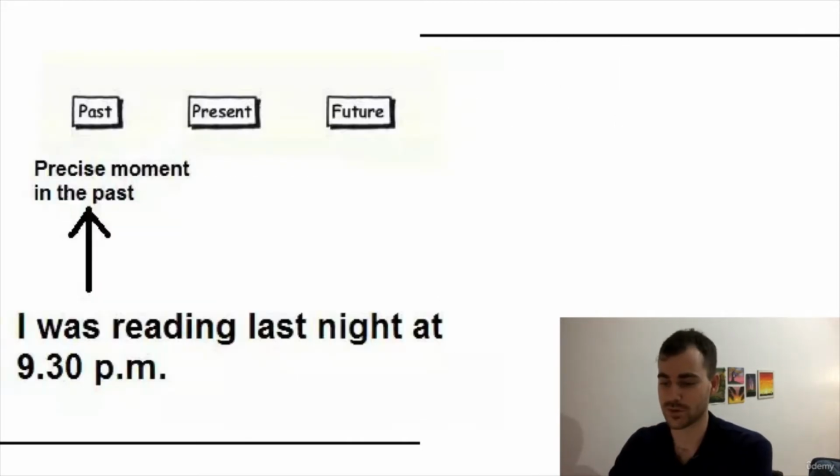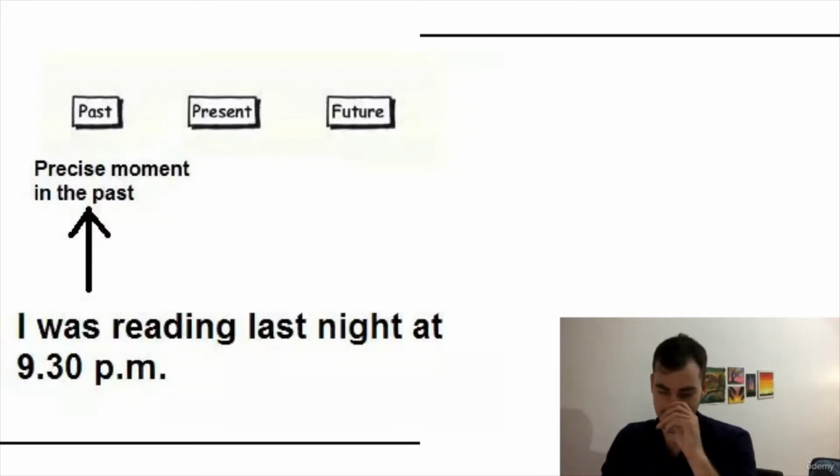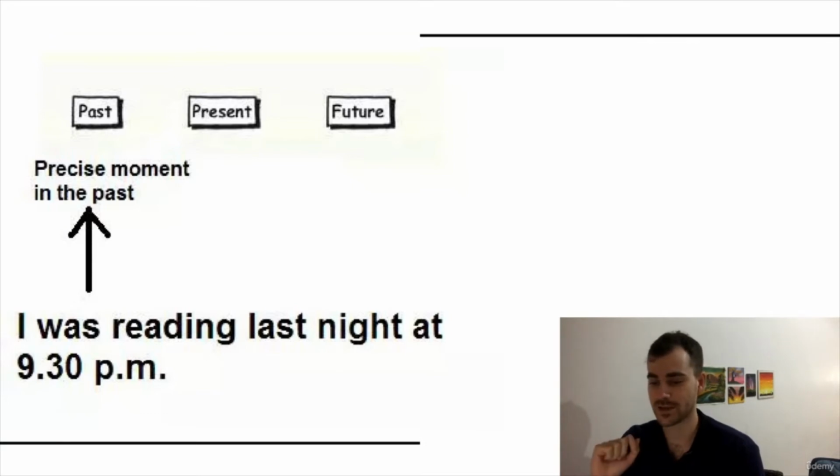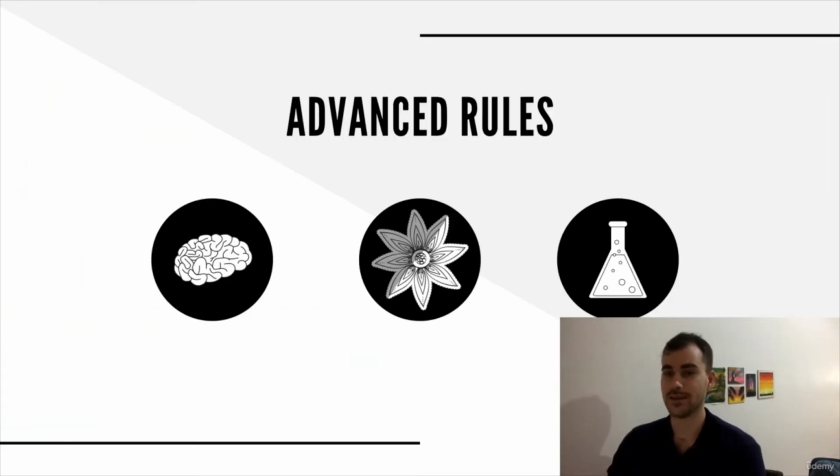Here's another example. I was reading last night at 9:30 p.m. We state the precise moment in the past when this was happening, 9:30 p.m. Okay, that's the basic usage of past continuous.